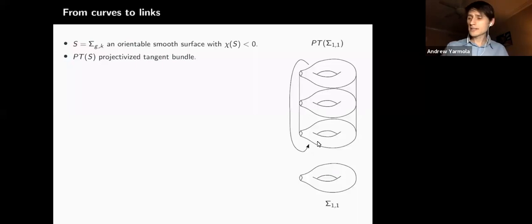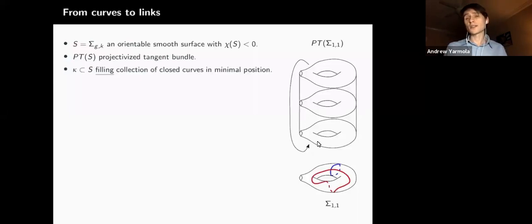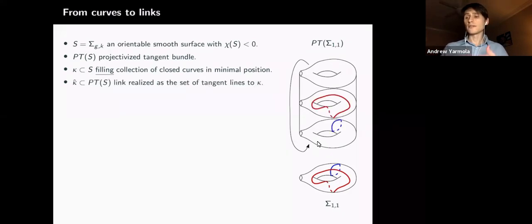And what we're going to do is start with a filling collection of closed curves in minimal position on the surface. So in this particular case, we took two simple curves. It could just be one curve that is filling, not too important at this time. And what we're going to be interested in is bringing them up into the three manifold, into the projective tangent bundle. And the natural way to do this is to just take the collection of tangents.